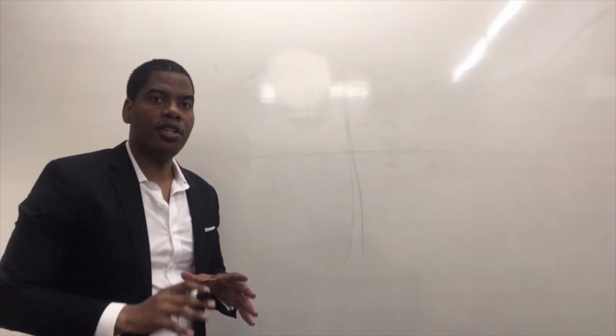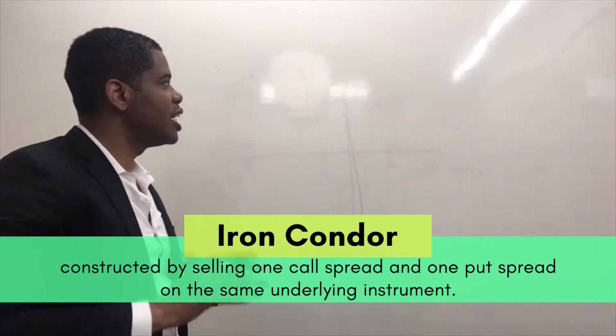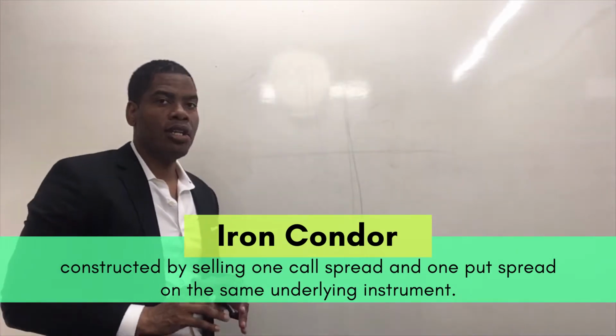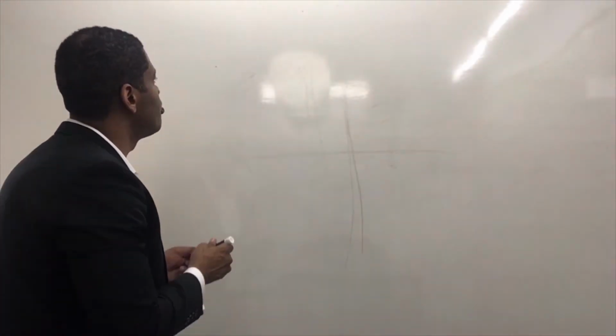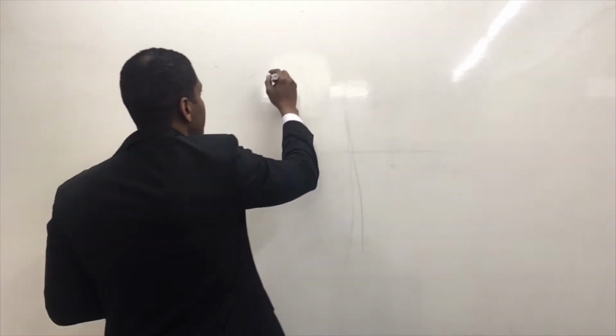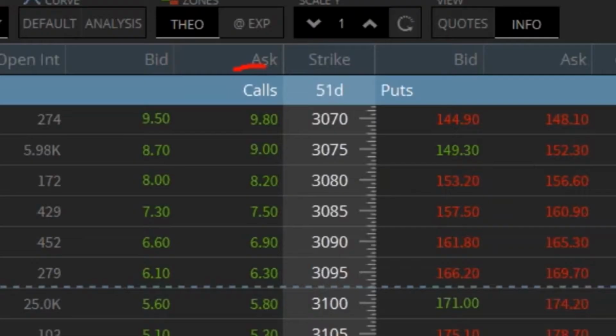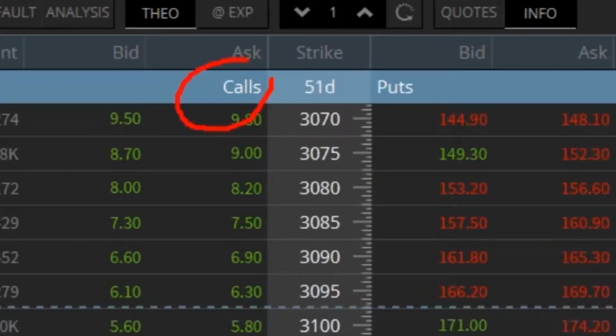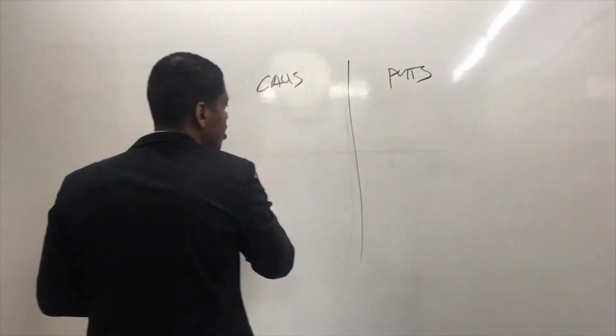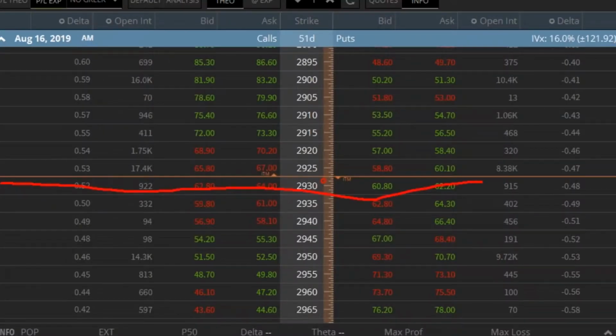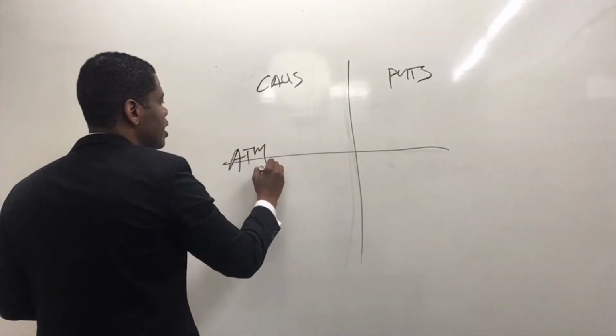I want to discuss the structure of an iron condor and how it looks on an option chain. So I'm going to build the iron condor on an option chain on this whiteboard. On the left, we always have calls on an option chain, and on the right, we always have puts. And down the middle, the horizontal line is the at the money line.